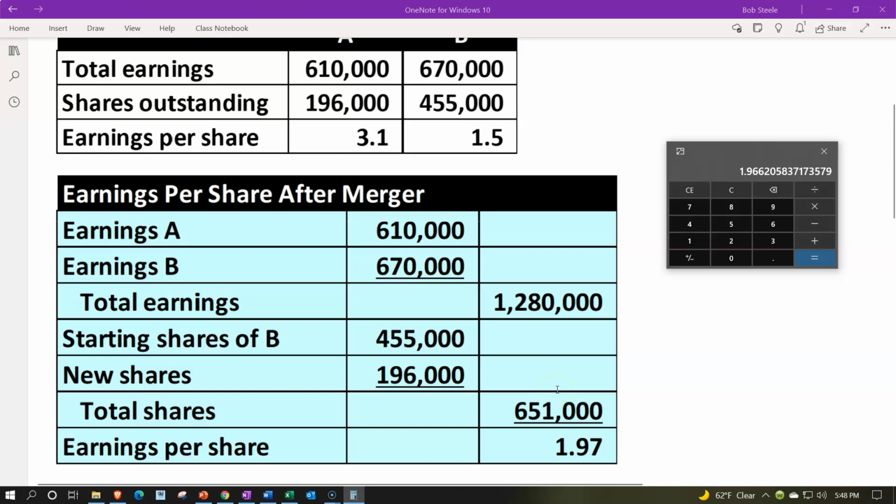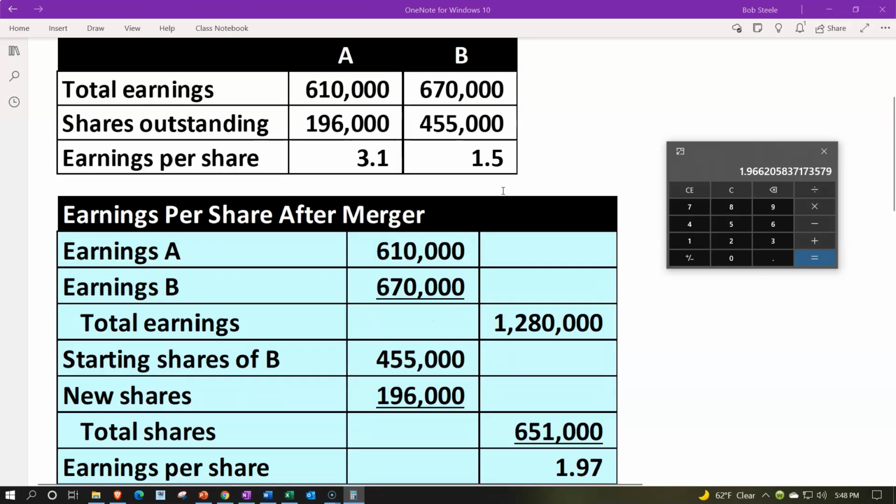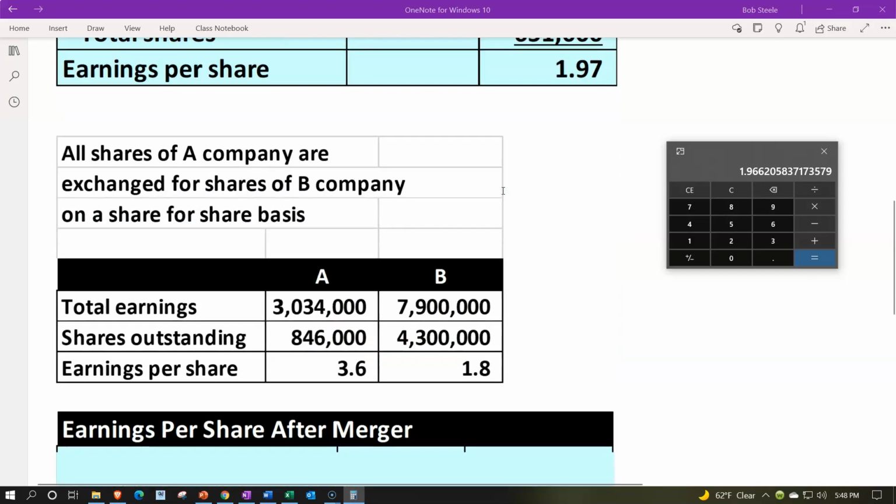Notice again, things get much more complicated if there was a purchase of 51 percent or over of the shares, because then you've got the controlling and minority interests in the acquisition process. And again, for those types of situations, take a look at the advanced financial accounting course where we'll go into that in a bit more detail. Let's look at another one here.